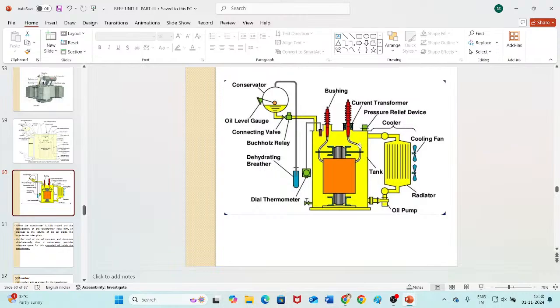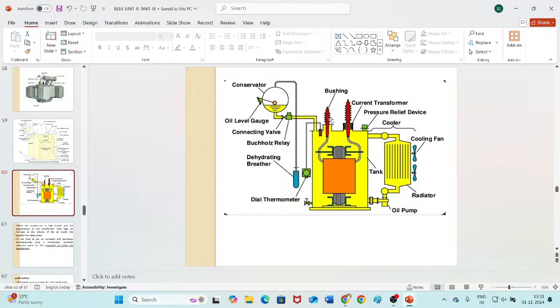Whenever the oil gets heated up, through the upper valve the oil will enter the radiator, and it will cool within the radiator. You can see even cooling fans are provided in the radiator. After cooling, it will return back through the lower valve into the transformer tank. That's the purpose of our radiator.